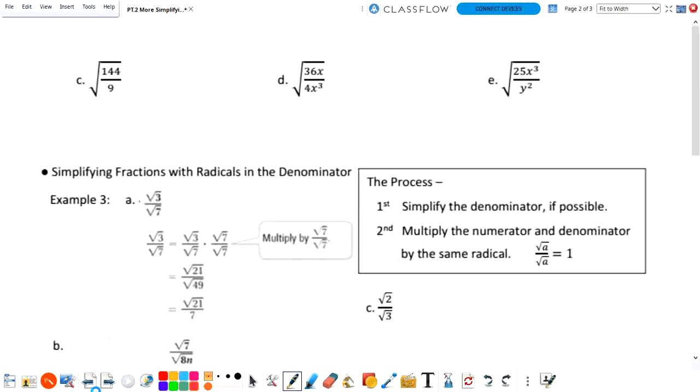All right, so the square root of 144 over 9. Let's break that up into 2 separate parts. Square root of 144 over the square root of 9. Now the square root of 144 is a perfect square, so that is 12, and the square root of 9 is 3. So that one was pretty easy, and then this can also continue to be simplified. So 12 divided by 3 gives us 4. So your answer is 4.